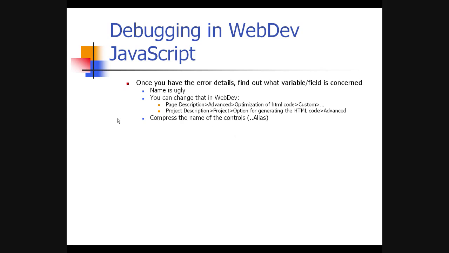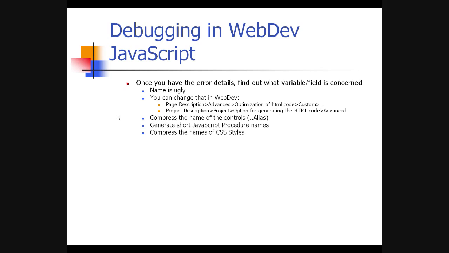So what are the options that you can change? Compress the name of the controls. That's the .alias property. If you uncheck that, then the controls will keep the name they have in the WebDev editor, which means that you can now create web control names that are not JavaScript compatible. Also, you have the generate short JavaScript procedure names option, where you can tell it you don't want to do that, so you will have your procedure names with the name that you are using in WebDev instead of P1, P2 and so on.